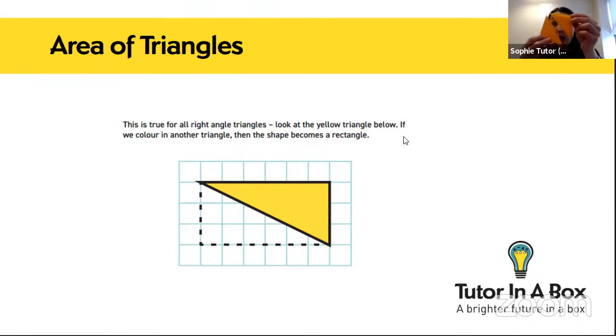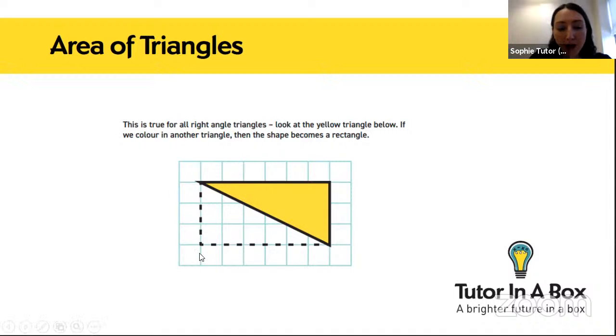So we used a square previously because a square was a nice shape to work with. But if you do it with a rectangle, it also works. So if you get a rectangle and again cut it along the middle diagonally, it also works. And you can see here on the board the yellow triangle we've got here, that makes a rectangle. So this is useful to help us work out the area, because we can work out the area of the yellow triangle by working out the area of the whole rectangle and then halving it.